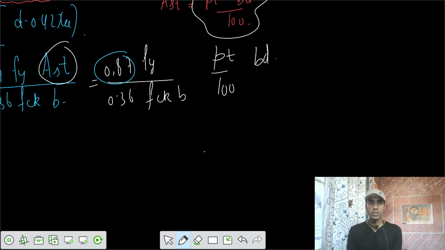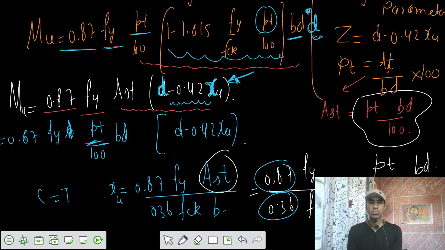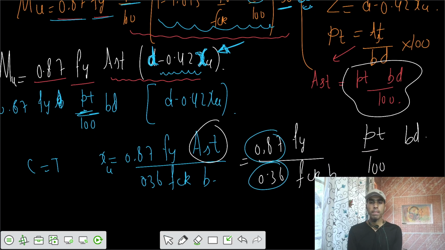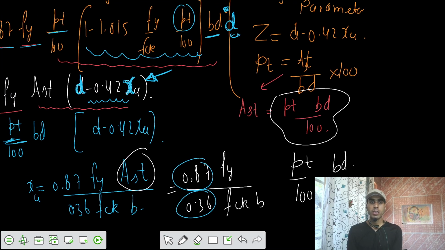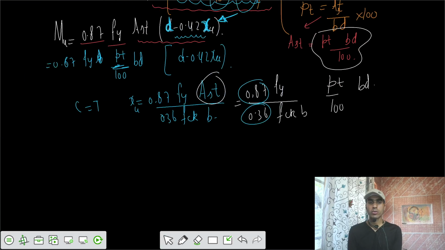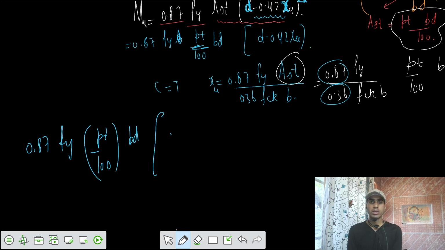And if you solve this one, fy by fck is there, pt by 100 is there in the equation. So I can substitute that value here. Let's go for the equation. I got the equation of 0.87 fy pt by 100, then we have bd, then we have d minus 0.42 xu.